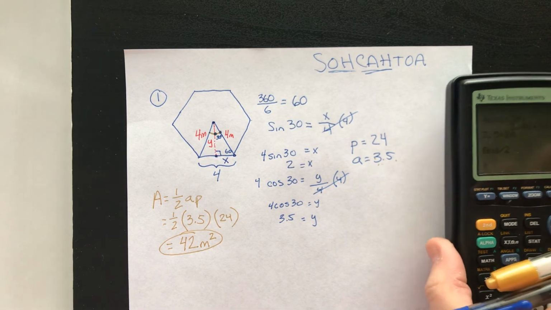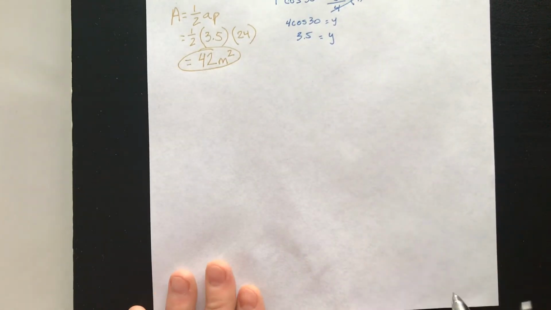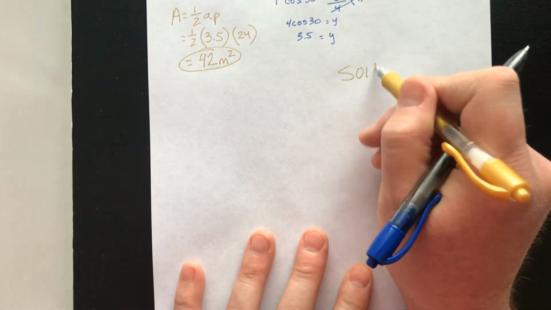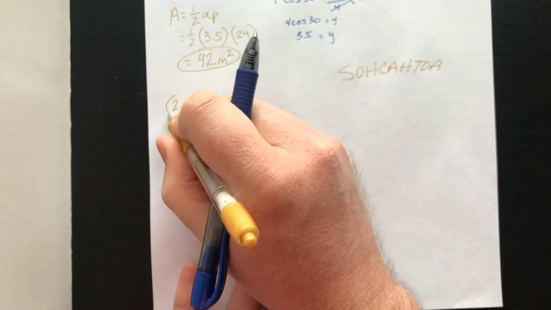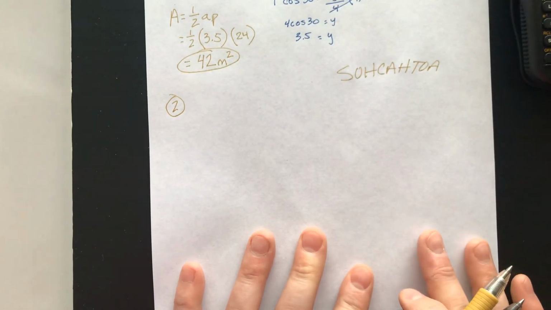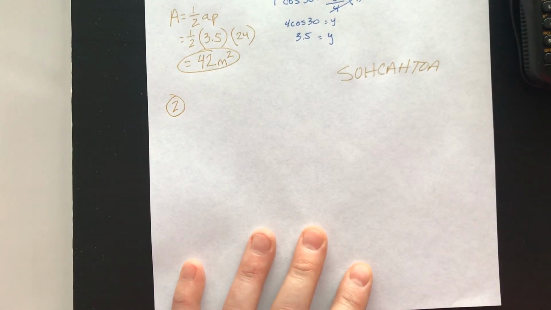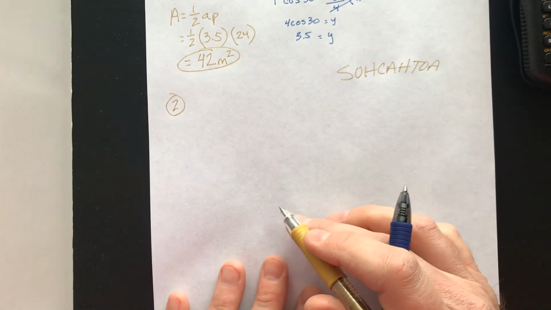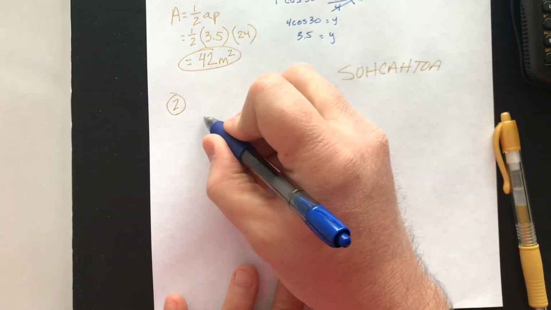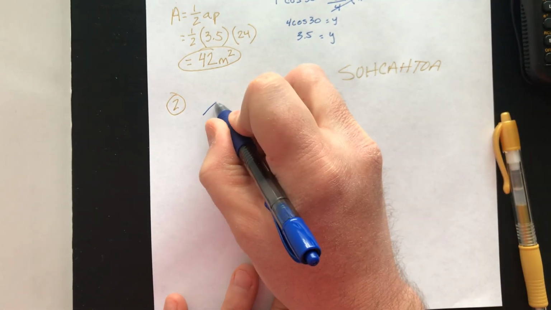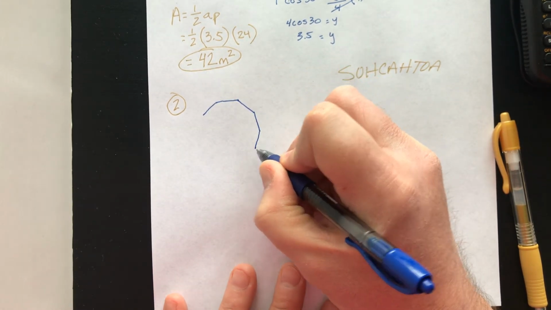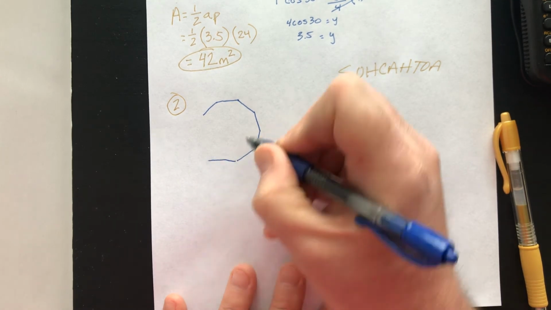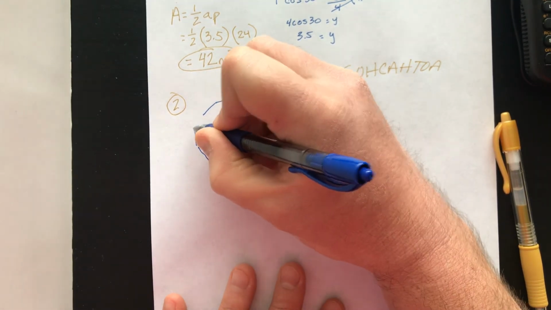Now let's do this other one, number 2. And I'm going to write SOHCAHTOA again. So number 2. This is going to be tricky to draw, but let me see, it's a 1, 2, 3, 4, 5, 6, 7, 8, 9, 10. This is a decagon. If I try to draw this, there's no way I'm going to be able to do this. 1, 2, 3, 4, 5, 6, 7, 8, 9, 10.